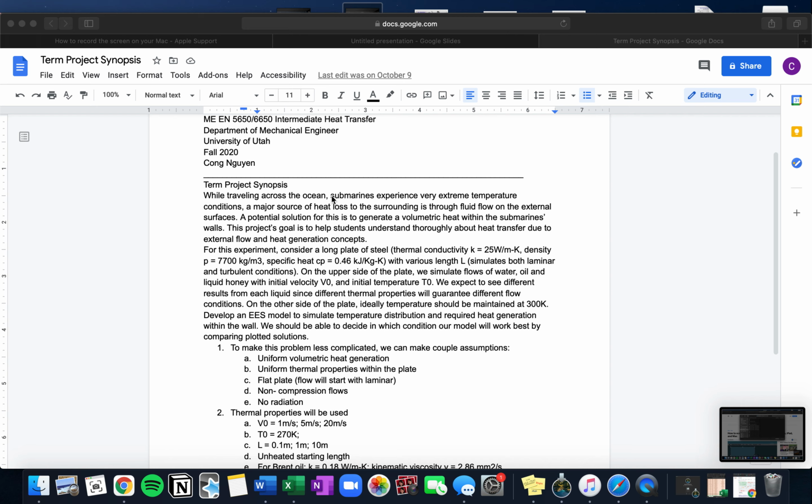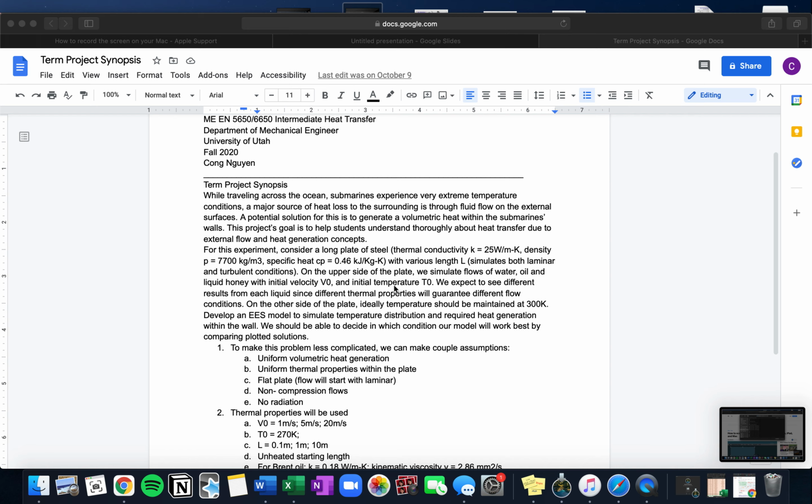So the goal for the problem is we would embed a uniform volumetric heat generation within the wall so that it can keep the temperature in the cabin stay constant at room temperature. I've developed an Excel model to simulate the temperature distribution and the required heat generation within the wall, and we will have a look at that within just a couple minutes.